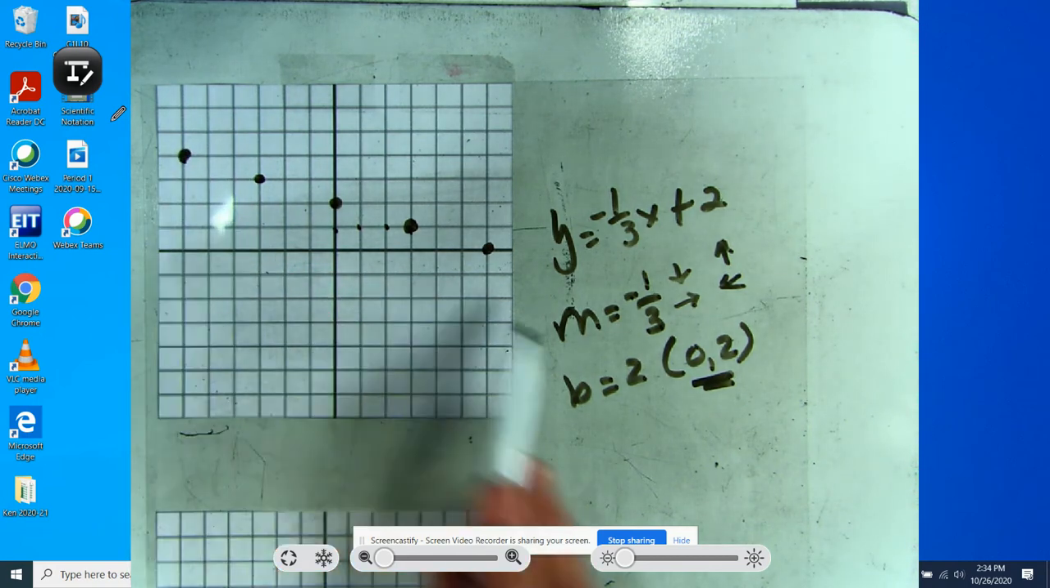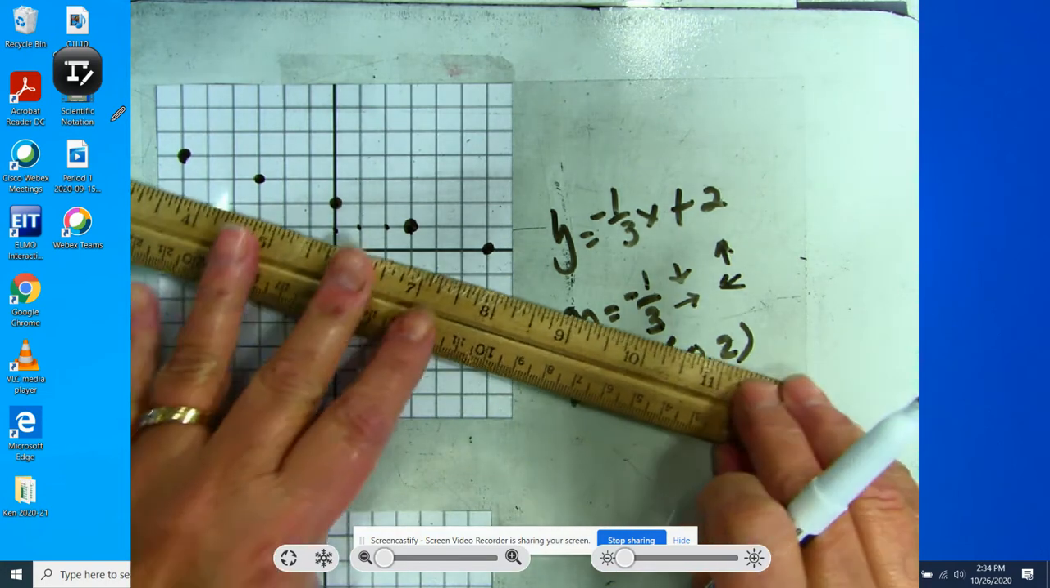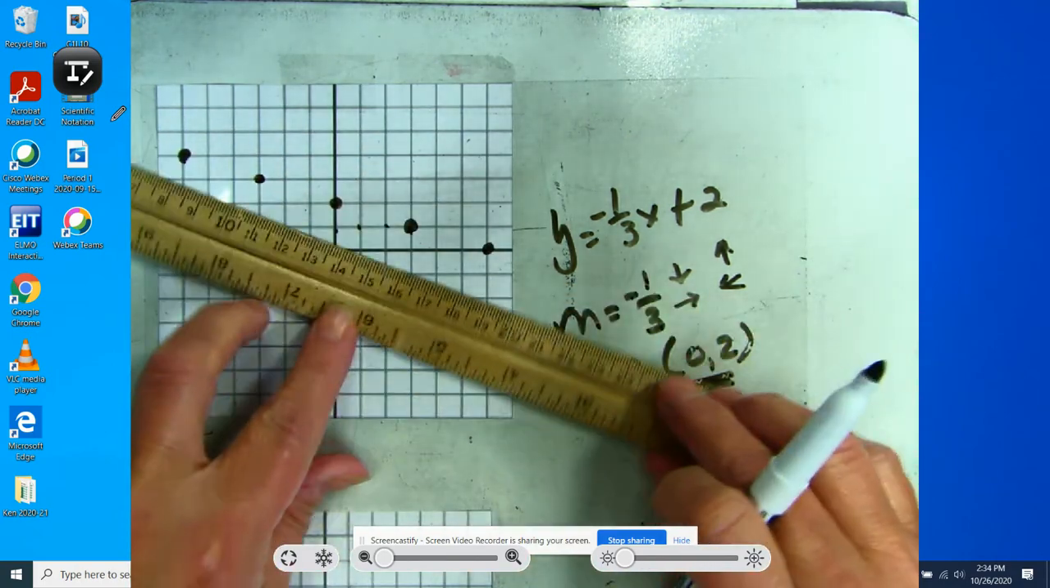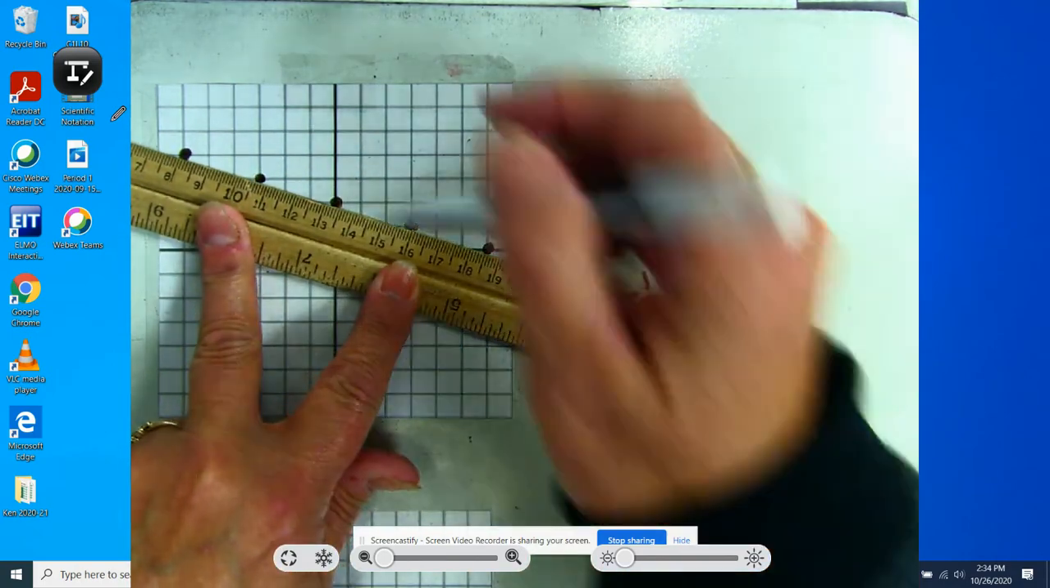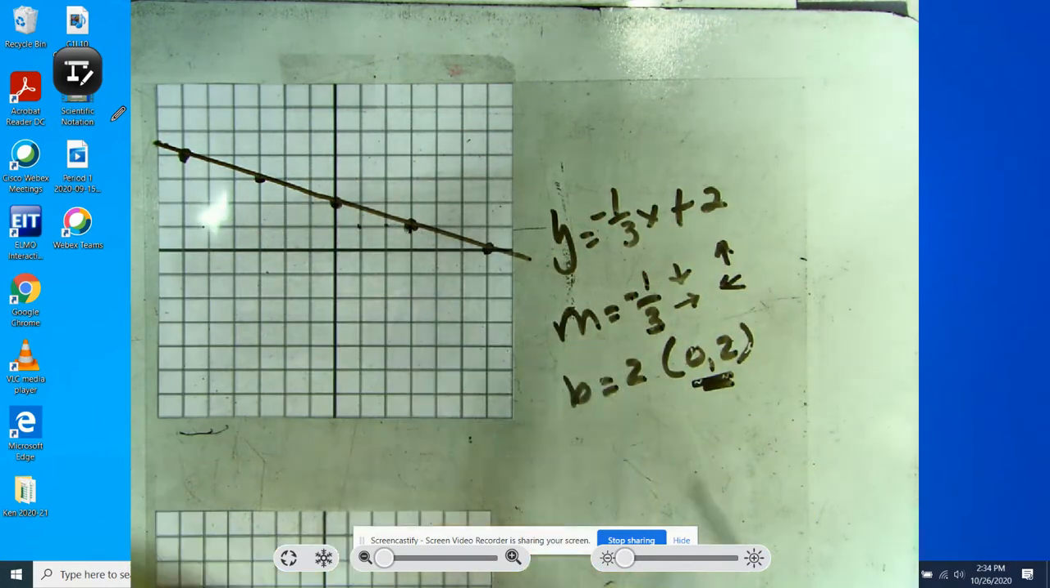And you will see that these dots are all in a straight line. Put a ruler here, connect the dots. Hopefully I put the ruler that doesn't have a big chip in it, so it's not going to give you a crooked line. You draw a line through the points, and there you go.